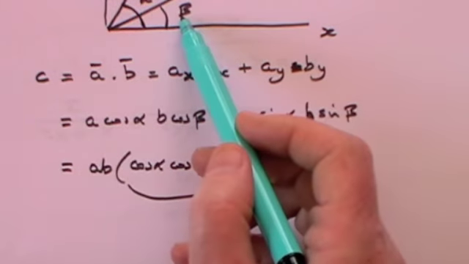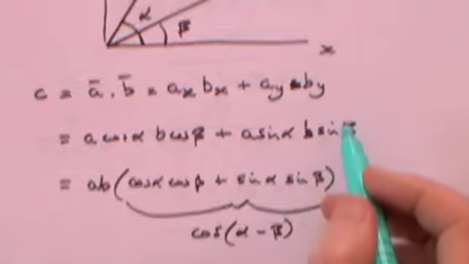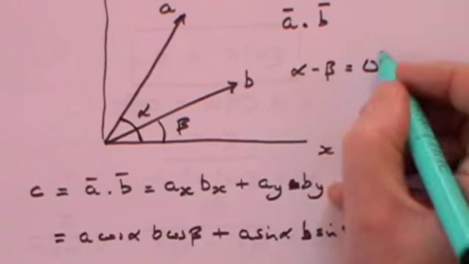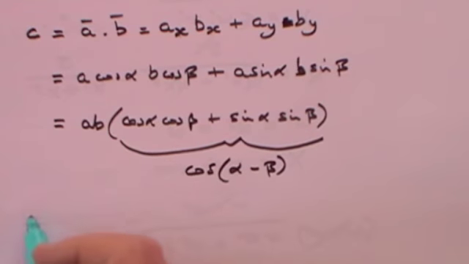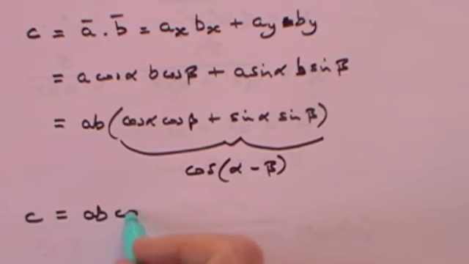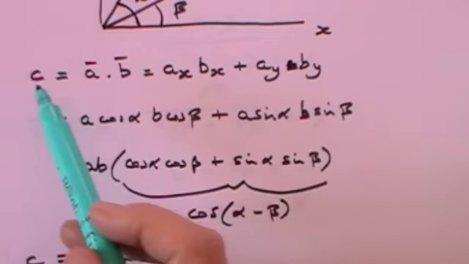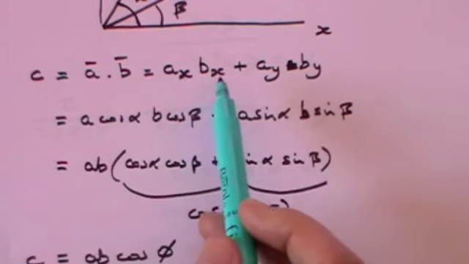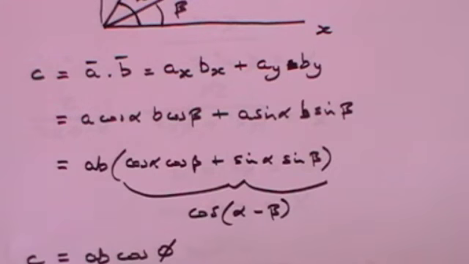But what is alpha minus beta? Alpha minus beta is equal to phi, which is the angle between the two forces. And so we get that C is equal to AB times the cosine of phi, which is how we defined the dot product in the first place. But we have derived it from taking C as being the products of the component parts added together.